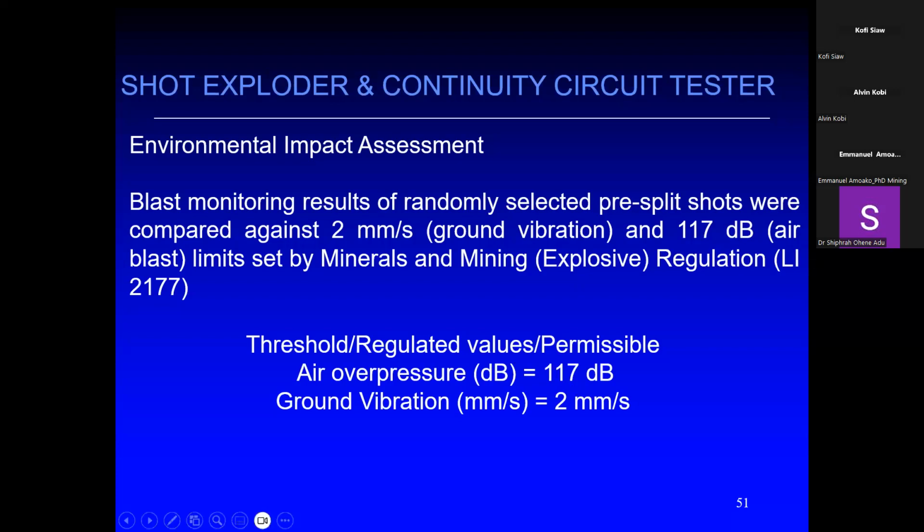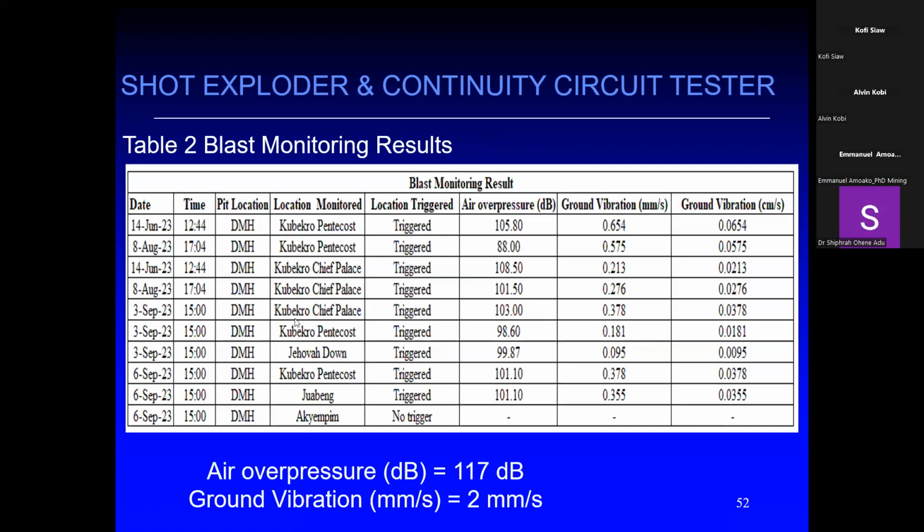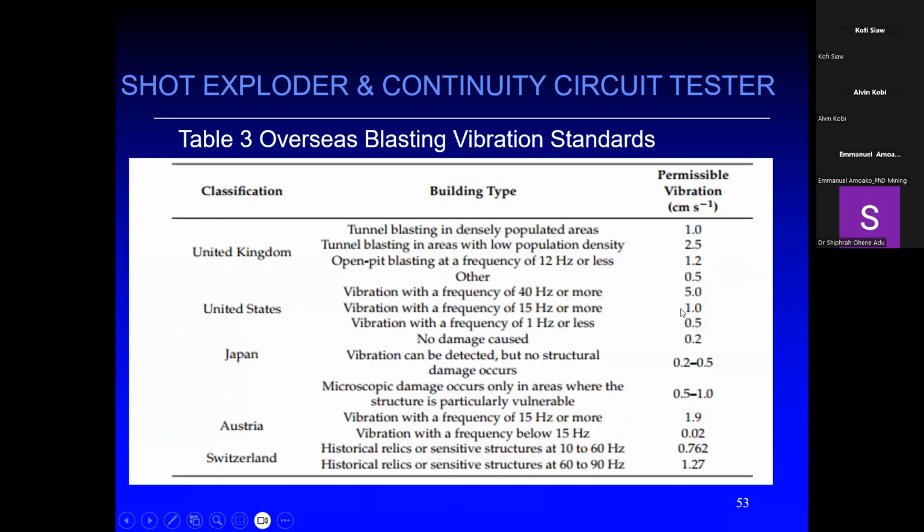Now you could see this is data showing the blast monitoring results that were obtained when our device was used. Compared to the threshold that is given here, this is the air overpressure. You can see that it falls within the requirement. Then you can see the ground vibration, which also met the requirement for the various locations. Then we compared this to overseas blasting vibration standards, UK, United States, Japan. We also compared it to these, and you can see that it has met the requirements.